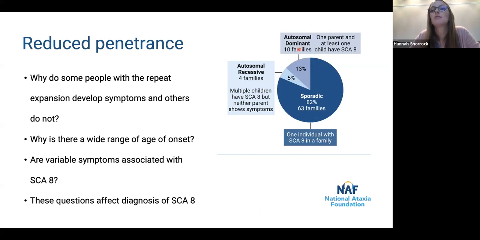And so the idea here is to understand what makes these individuals who have this autosomal dominant presentation of SCA8 different from these individuals who have very sporadic presentation of this disease with only one affected individual per family.